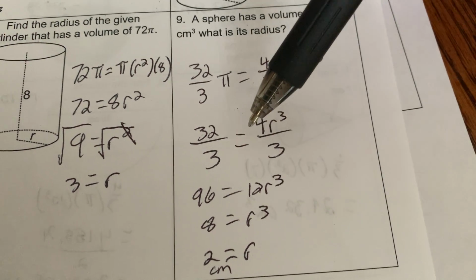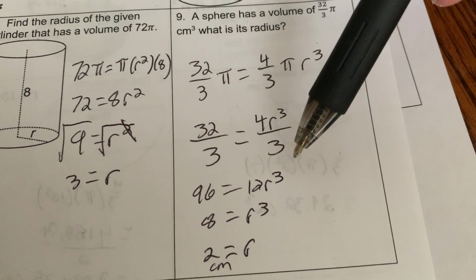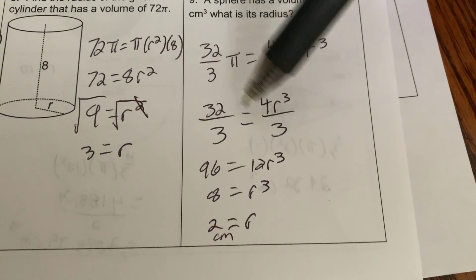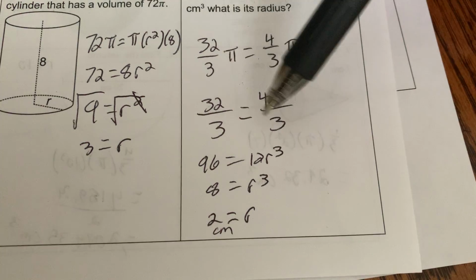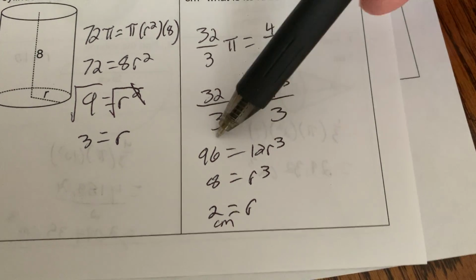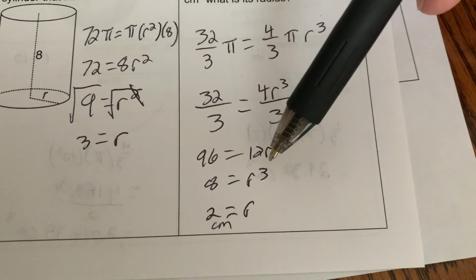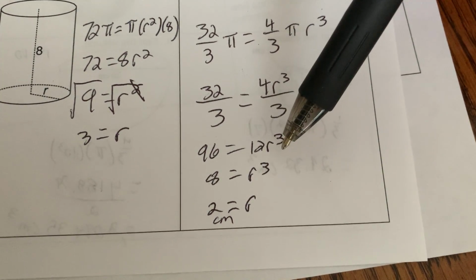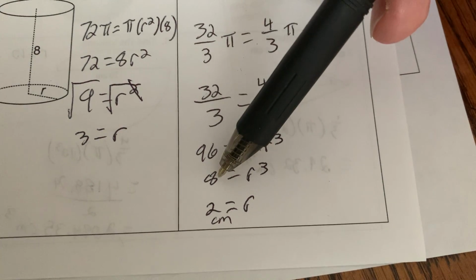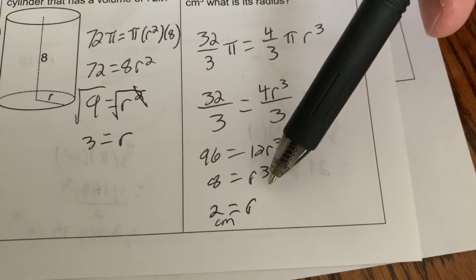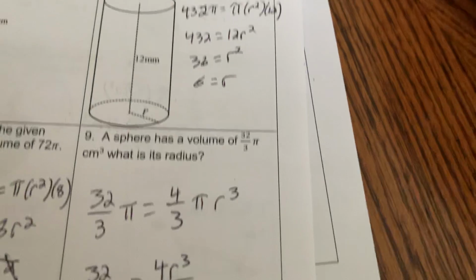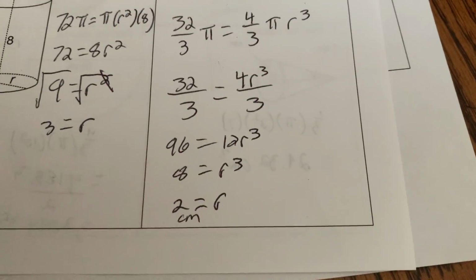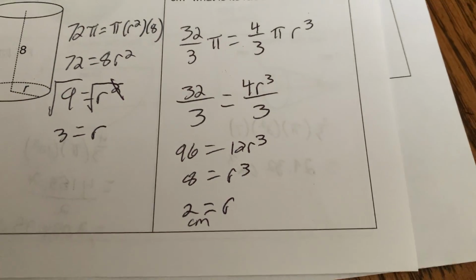You could multiply both sides by 3 and just cross them out, but to keep it consistent with what we're doing on the other parts of the paper, I cross multiply. 32 times 3 is 96. 3 times 4r cubed is 12r cubed. So 96 equals 12r cubed. Divide both sides by 12. Gives me 8 equals the radius cubed. So we're going to do the same thing we did up here about getting the cube root. And we do that and get a radius of 2 centimeters.